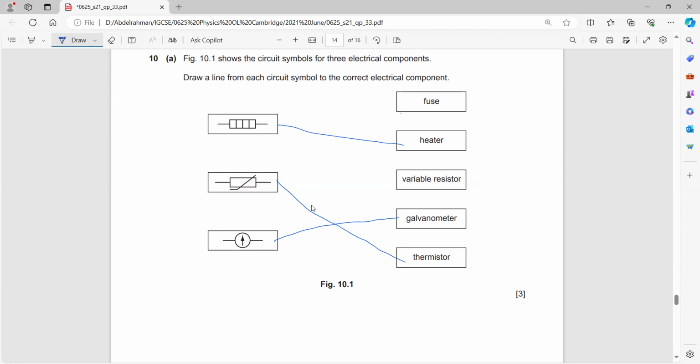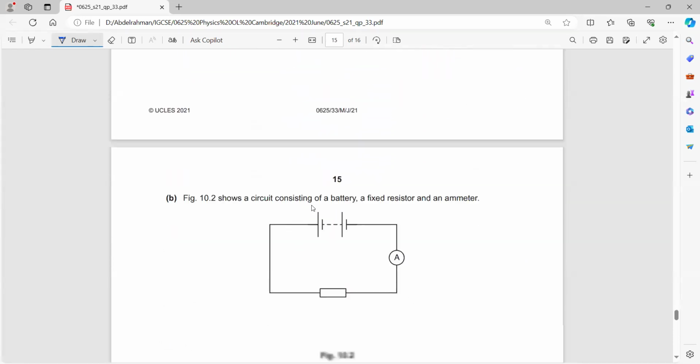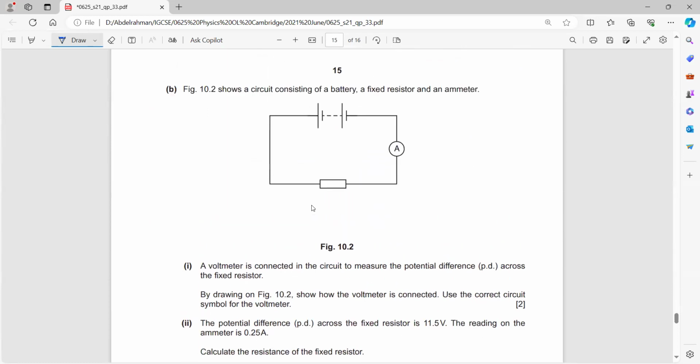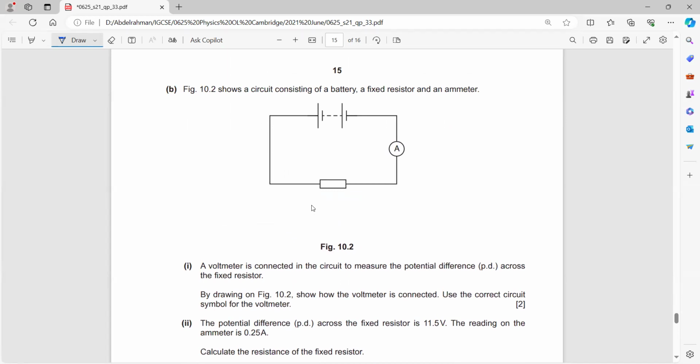Okay. Good. Nice. This is a very easy question. A voltmeter is connected to the circuit to measure what? The potential difference across the fixed resistor. By drawing on figure 10.2, show the voltmeter.